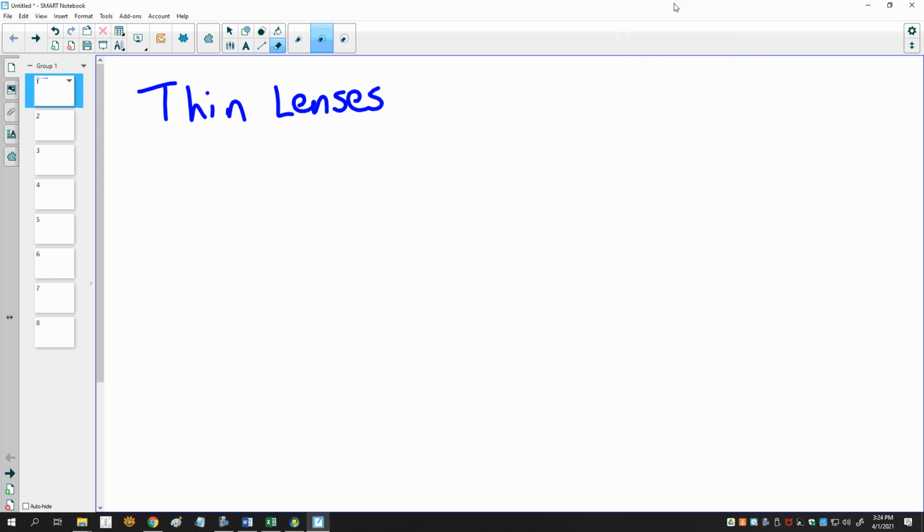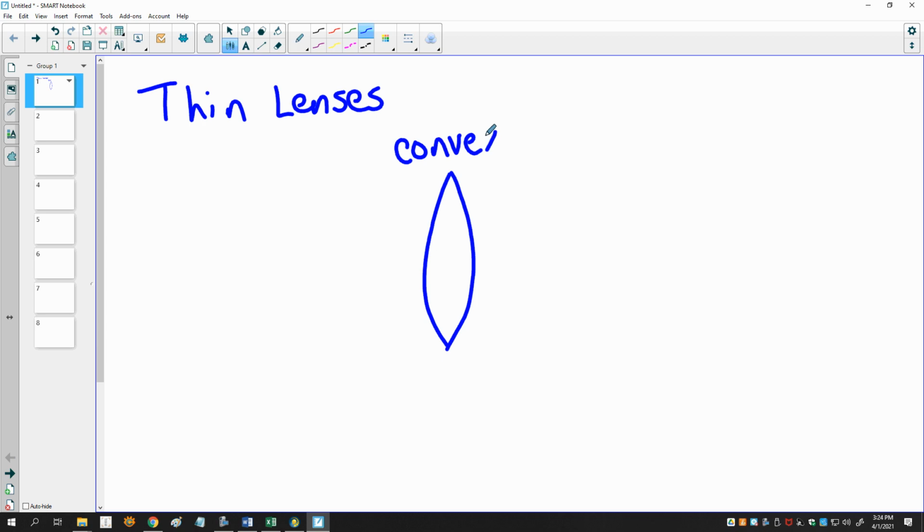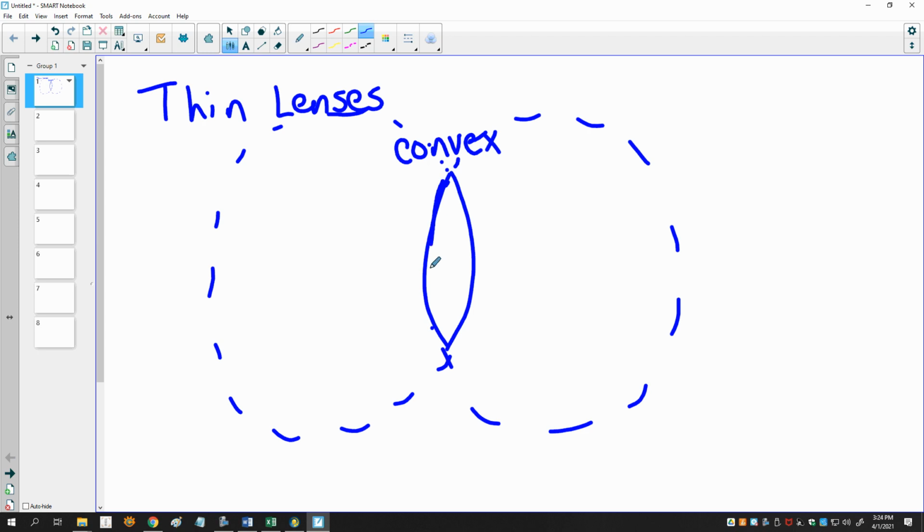This is a really fun lab on thin lenses. A lens is an optical device that looks like this. This is called a convex lens. It's a spherical lens because you can imagine that it's part of a much bigger sphere. So see, there's a sphere right here, a spherical surface, and then this other surface. So you have these two spherical surfaces right here.